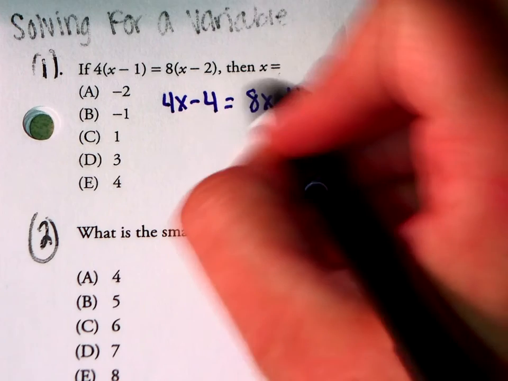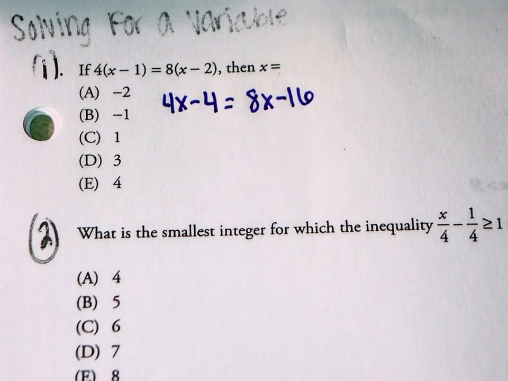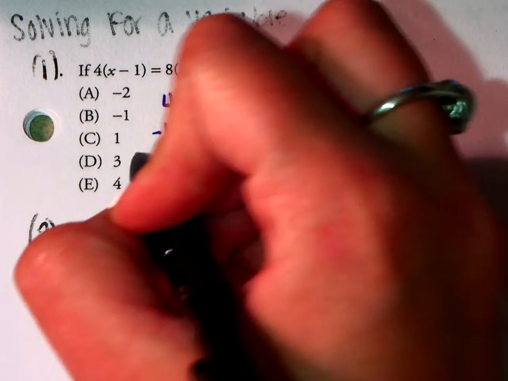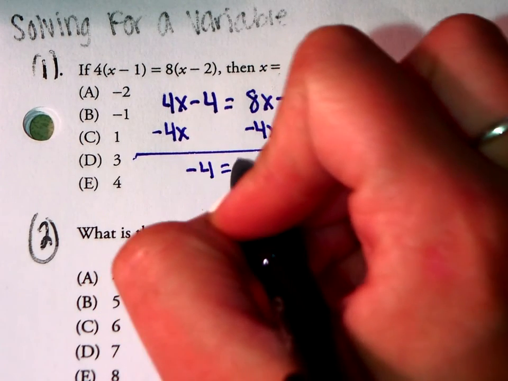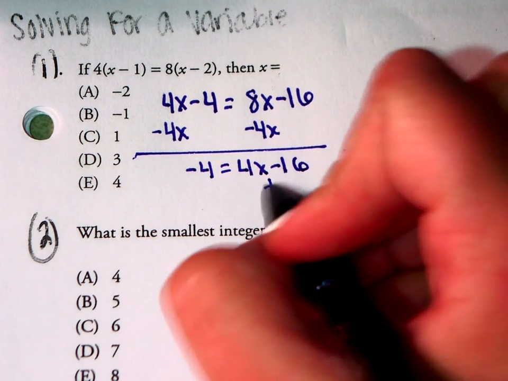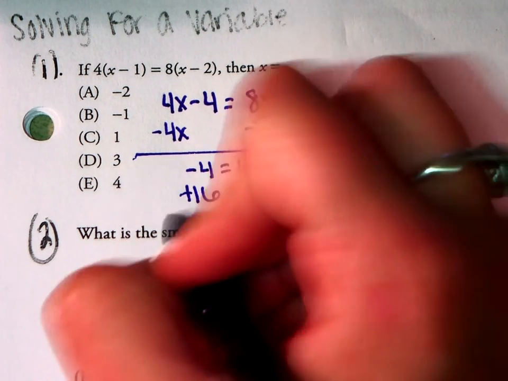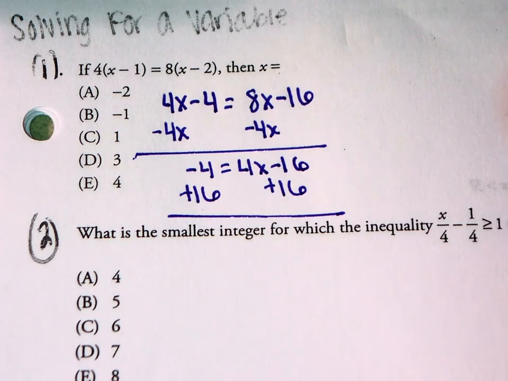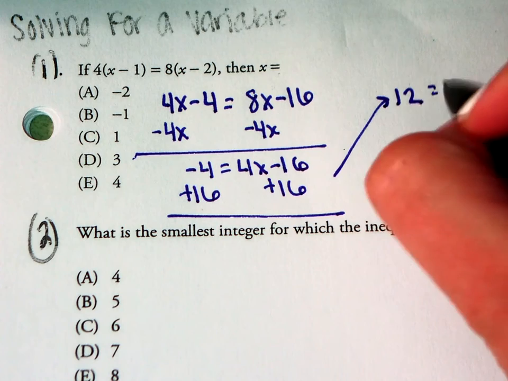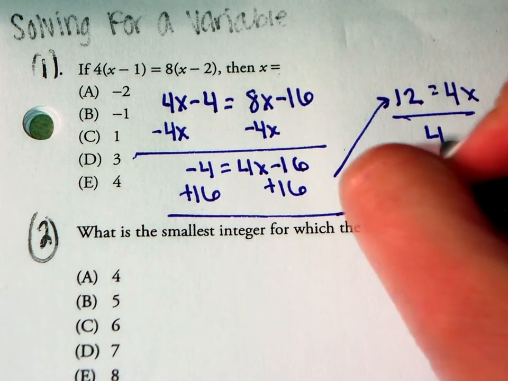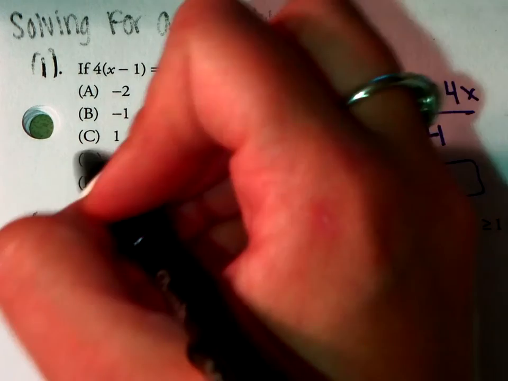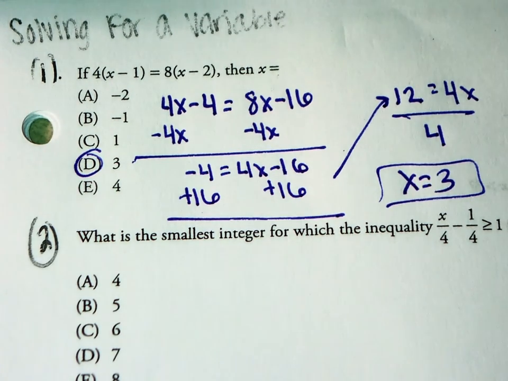Then from here, I like to keep my x's positive, so I'm going to go ahead and subtract 4x to the other side. I'll be left with -4 = 4x - 16. We'll go ahead and add 16 to both sides. 16 minus 4 is 12, so 12 = 4x. Dividing both sides by 4, x is 3. There's nothing fancy about this problem, just a basic solve for the variable.